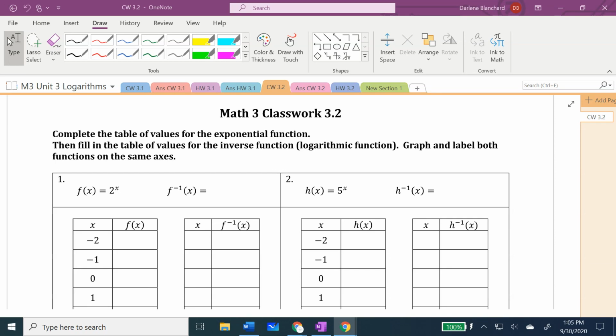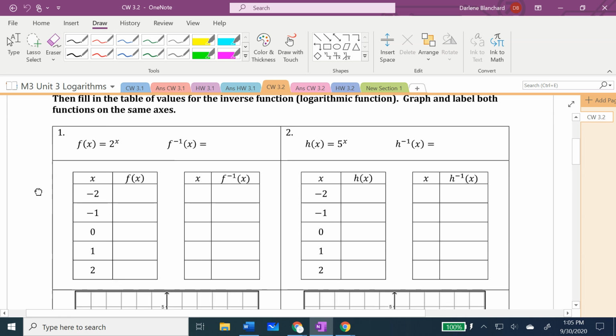All right. Classwork 3.2. Here we go. Some of this is kind of redoing what we did yesterday. Because yesterday I was focused on you being able to figure out what size a logarithm was, what number it represented. Today we're going to look at the graphs that the logarithms create. So like yesterday, we're going to fill out a table of values for 2 to the x.